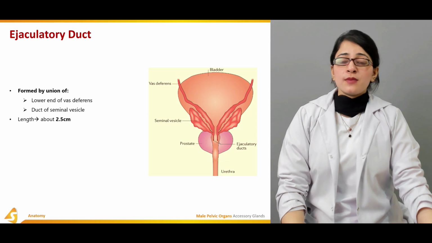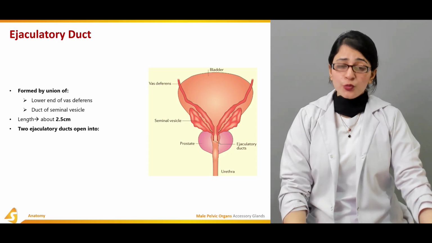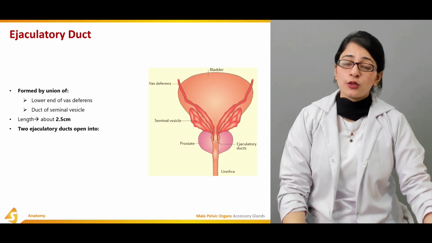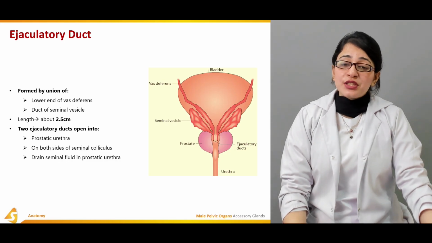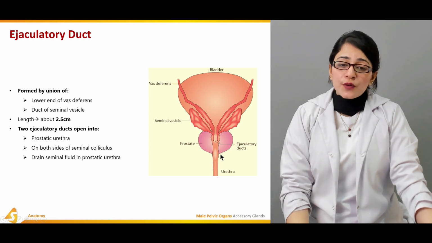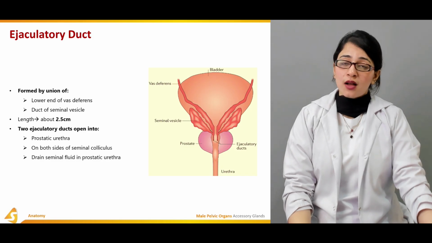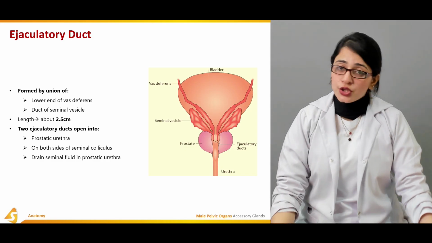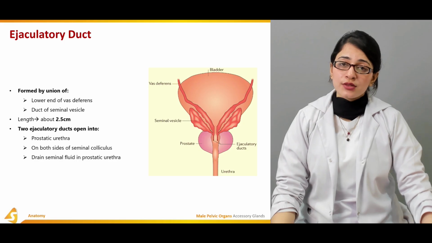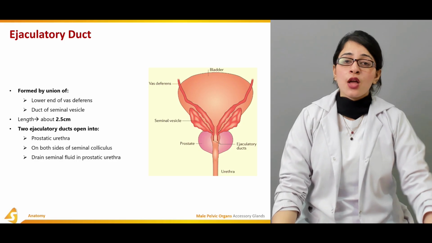Its length is about 2.5 centimeters. It's not that long. We have two ejaculatory ducts that open into the prostatic urethra. This is the prostatic urethra, on both sides of the seminal colliculus, and they drain the seminal fluid into the prostatic urethra. The function of these ejaculatory ducts is to drain the seminal fluid, the semen, into the prostatic urethra.